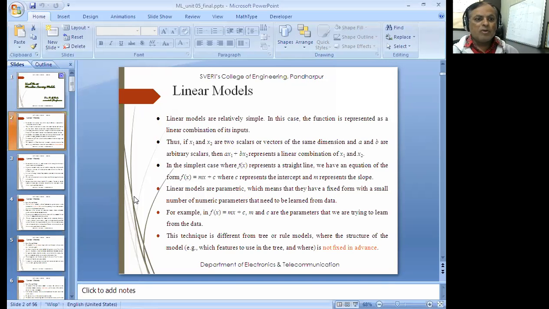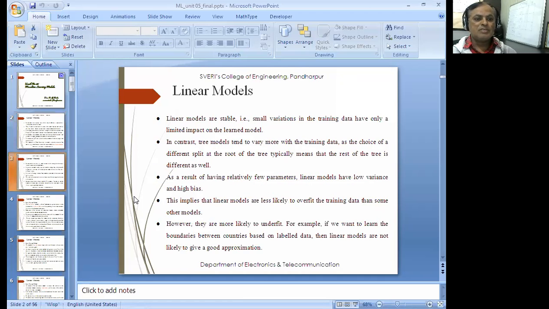Now, in case of linear models, we have seen that x1 and x2 are scalars or vectors having the same dimension, and a, b are arbitrary scalars. Then ax1 and bx2 represent the linear combinations of x1 and x2. We have also seen that f of x represents a straight line, and the equation becomes f(x) equal to mx plus c, where c represents the intercept and m represents the slope. In linear modeling, what we are going to find out is m and c. These are the parameters which we are going to learn from the data. So this is about the linear models.